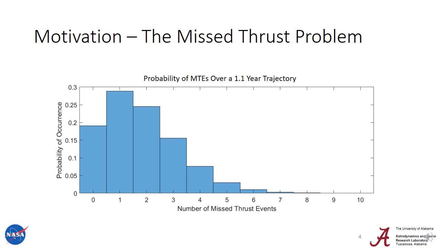Now, for a 1.1-year trajectory, we can see the number of missed-thrust events and their probability of occurrence. Note that the probability of 1 or 2 missed-thrust events is greater than the probability of no missed-thrust events. Furthermore, the cumulative probability of 2 or more missed-thrust events is greater than 50%. So the question isn't just, will there be missed-thrust events, but how many missed-thrust events and what will we do when they happen?